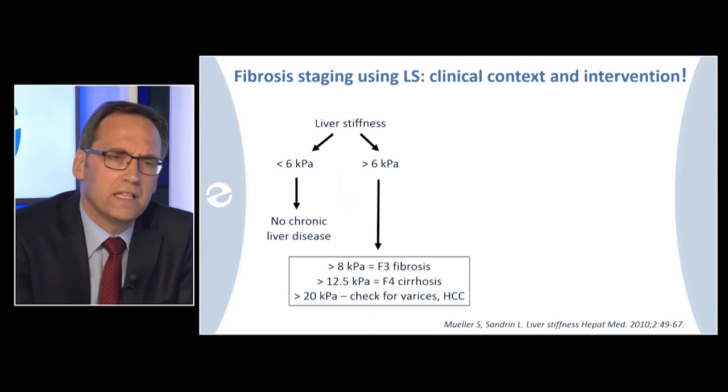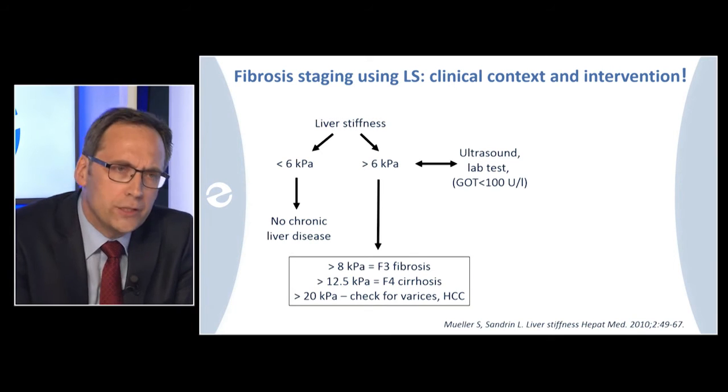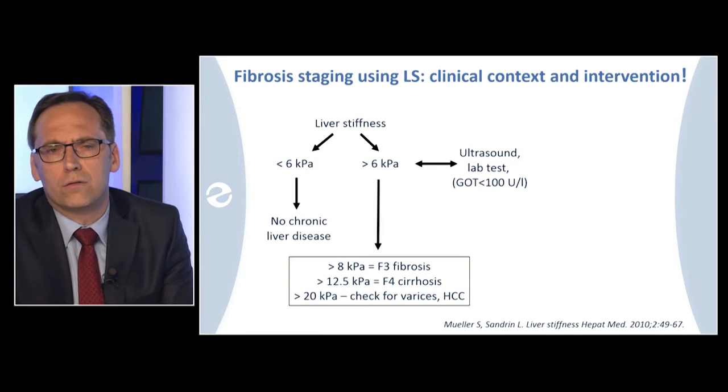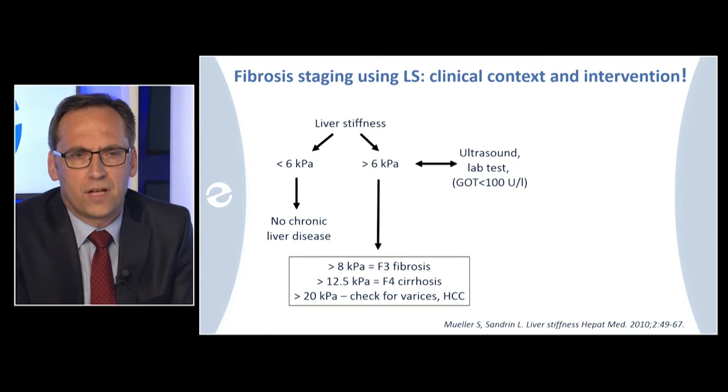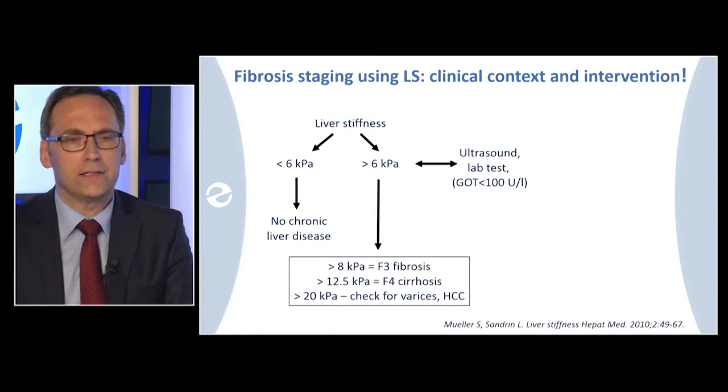So liver stiffness is really nicely following up the alcohol levels, and this led me and Laurent Sandrin to formulate an algorithm that we still practice in our unit today: if you measure the stiffness of a patient and the stiffness is normal, you really rule out chronic liver disease. It has a powerful negative predictive value. If you have elevated liver stiffness, you really should consider an intervention. I mentioned alcohol detoxification. When your GOT levels are below 100, you can directly go to the established cutoff values.